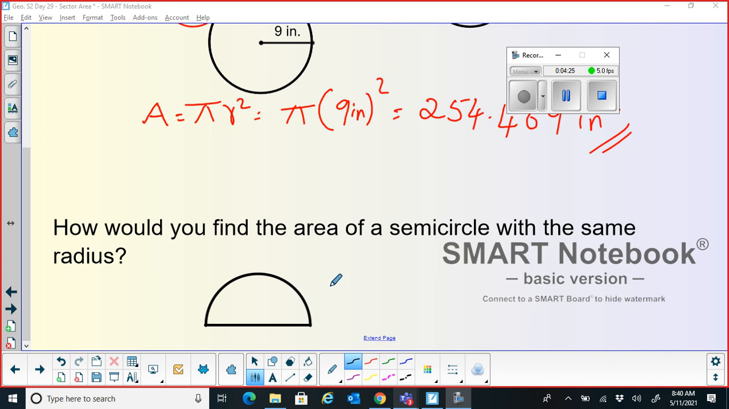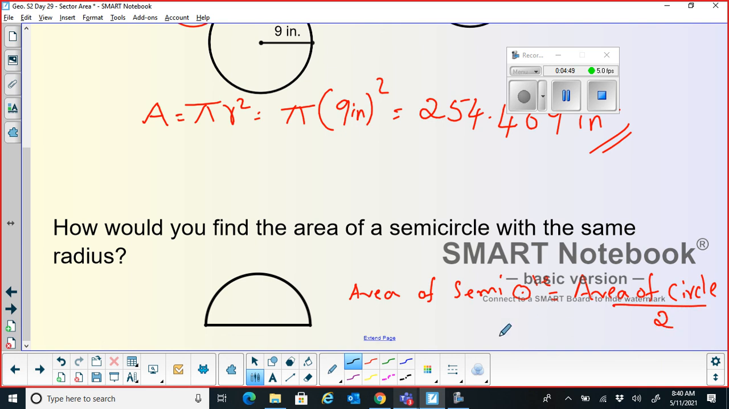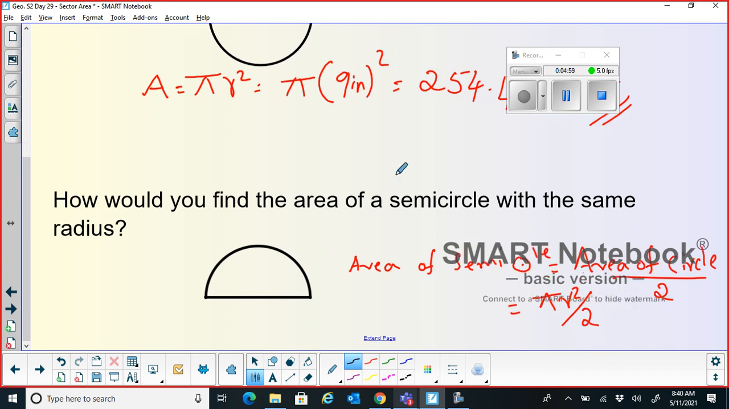So we can say that area of semicircle is nothing but area of circle divided by 2. If I were to write the formula, area of circle is pi r square, and this will be pi r square divided by 2. In case you are noting down, 15 seconds, and then we will go on to next slide. Okay, let's move on to the next slide.